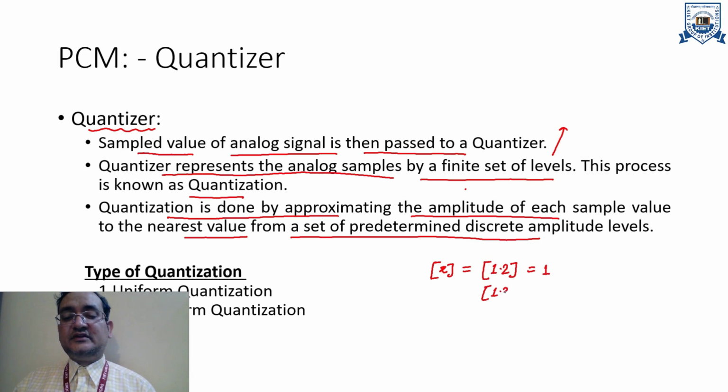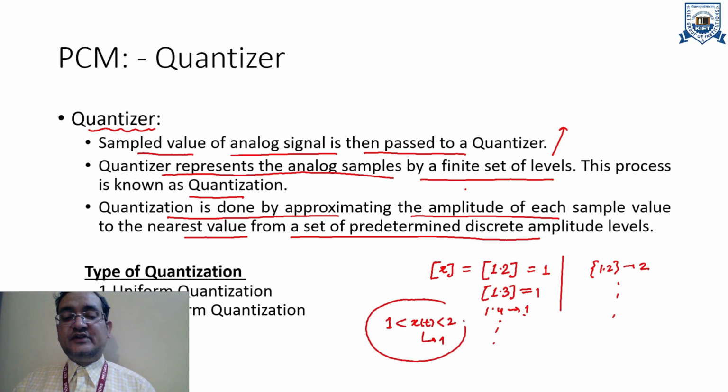Similarly, for 1.3 you will definitely get 1, and for 1.4 you will definitely get 1, and so on. Similarly, for the least integer function, 1.2 will be considered as 2, and so on. So the point is, for example, if the signal x of t is greater than 1 and less than 2, then it will be quantized to 1 if I am considering the greatest integer function for our quantizer.